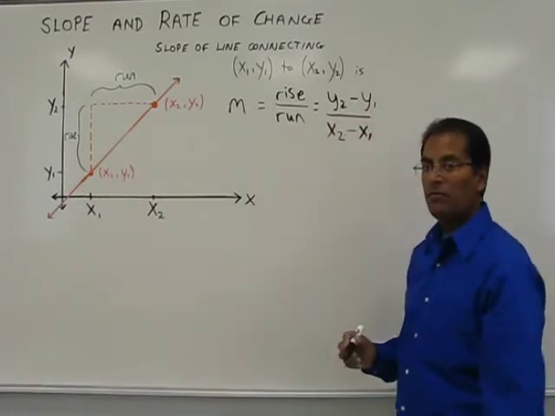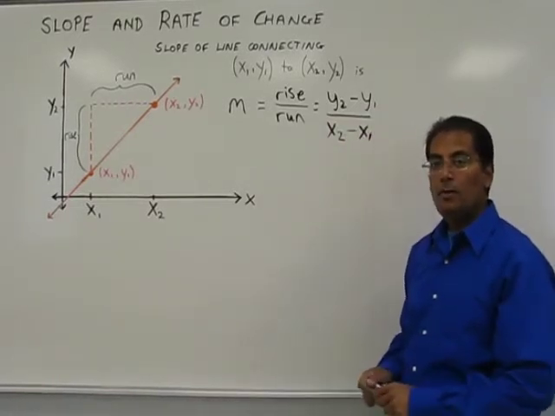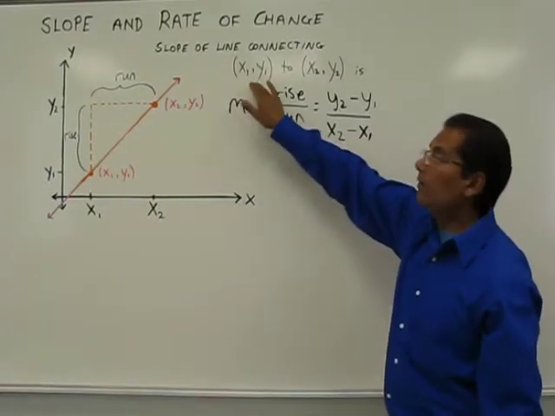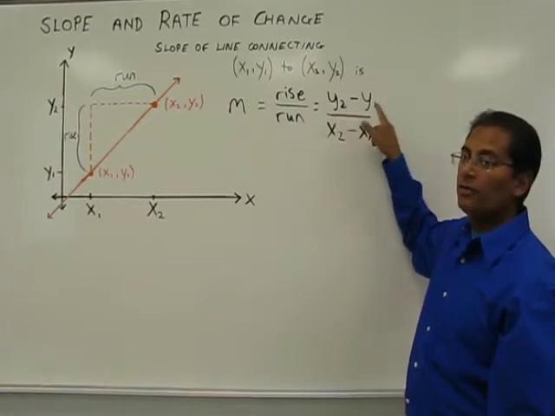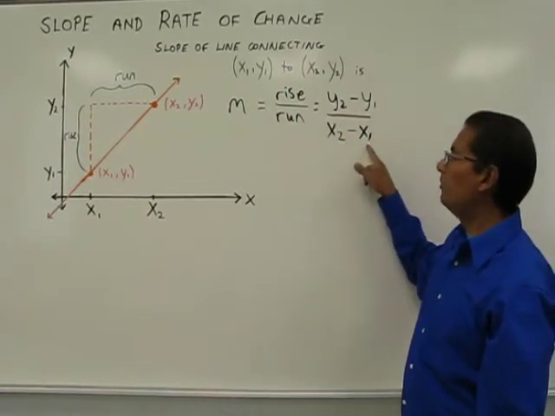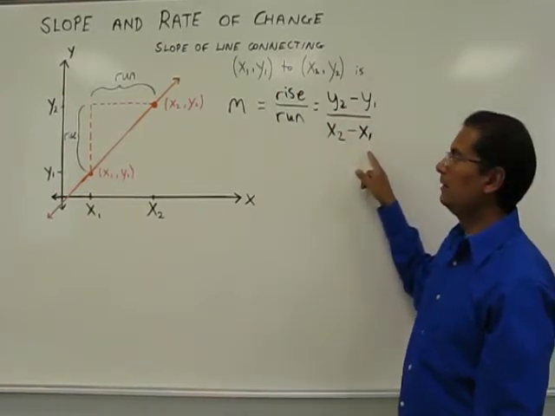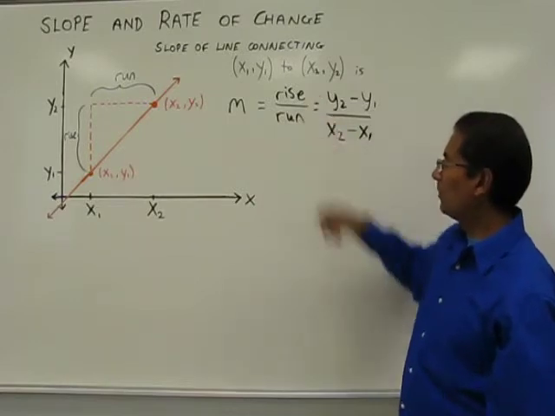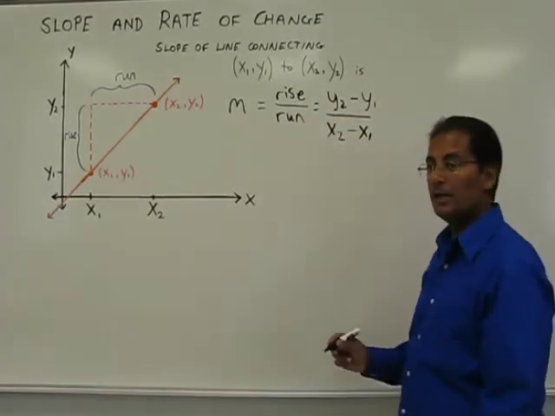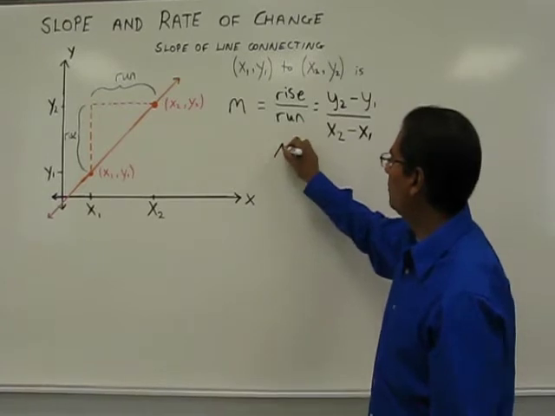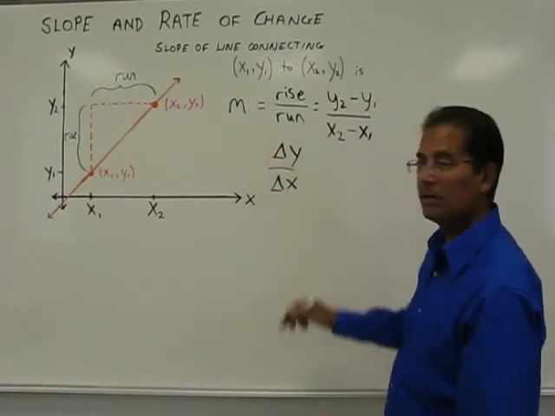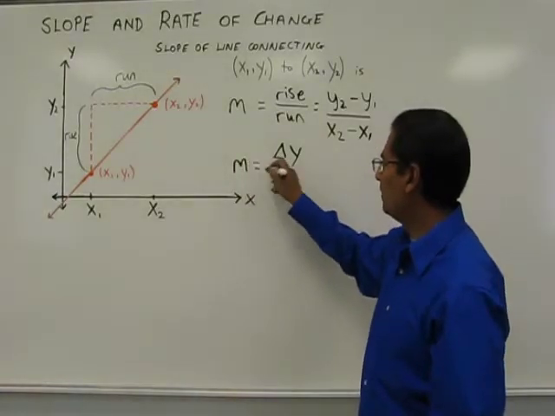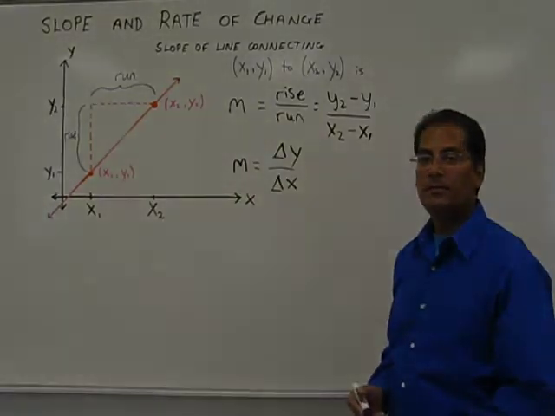So the formula for finding a slope between 2 points, x1, y1 and x2, y2, is y2 minus y1 over x2 minus x1. And that is really just the rise over the run. And sometimes you hear this stated as the change in y over the change in x. Okay, that's another definition of the slope.